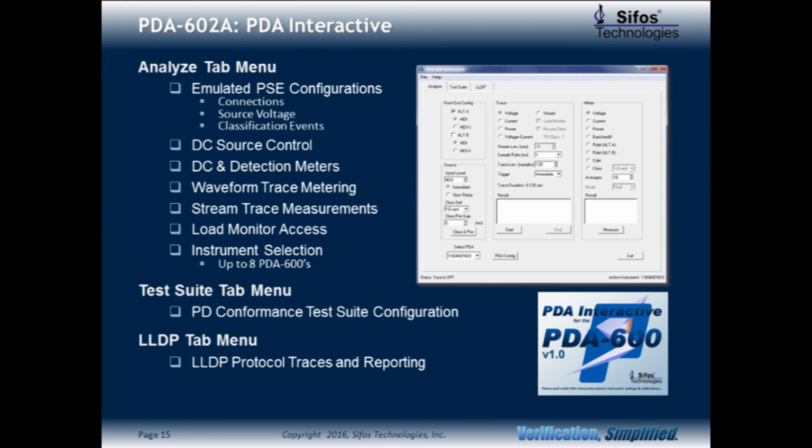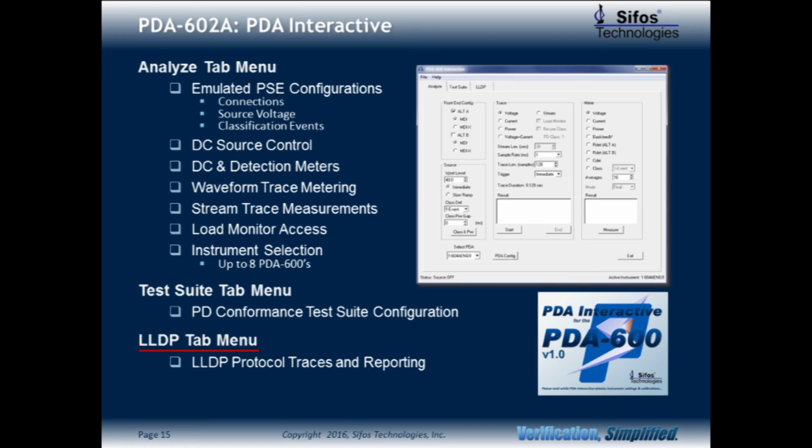As described earlier, PDA Interactive, depending on licensing features, offers up to 3 tab menus. On all configurations, the Analyze tab menu is used to configure connections, DC sourcing, and classification. It also supports DC meter measurements and waveform trace measurements. Stream traces and the load monitor are available with the PD Conformance Test license. Also available with that license is the Test Suite tab menu. The PD Conformance Test is configured and run from this menu.